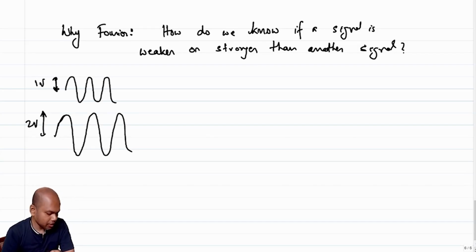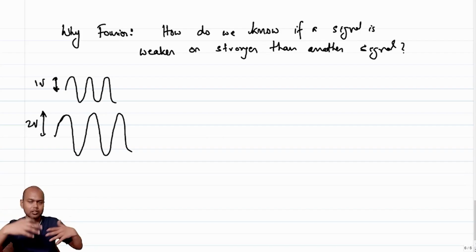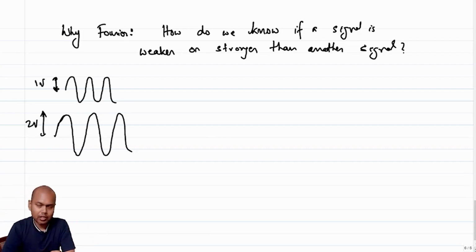How do I know which signal is stronger? Clearly the signal with 2 volt amplitude is stronger than the 1 volt amplitude. And how do we know? Note that it's not necessary that the signal with 2 volt amplitude always has a higher voltage as compared to the 1 volt amplitude, right? I can always move the signals in such a way that the peak of one signal crosses the zero of the other signal, and so on, and sometimes one of the signals is stronger than the other, right?